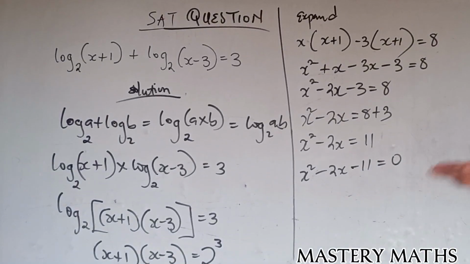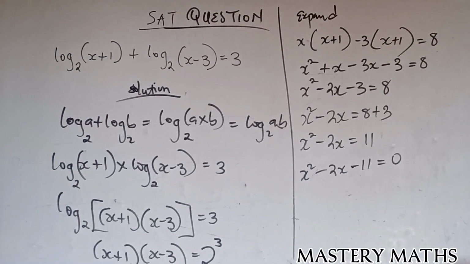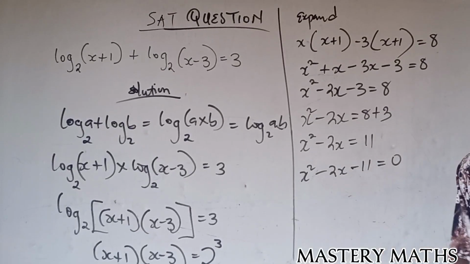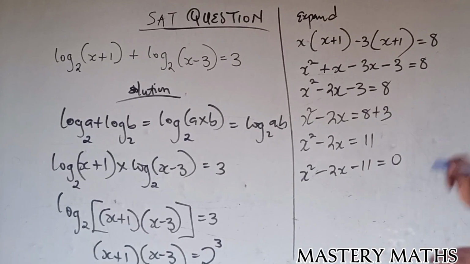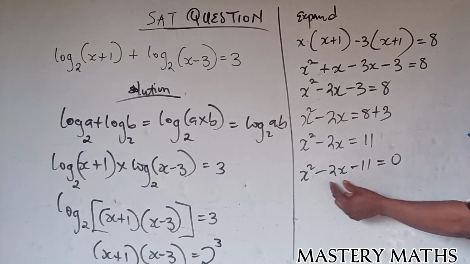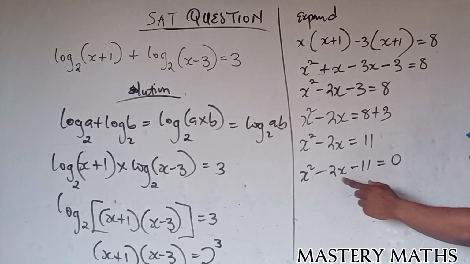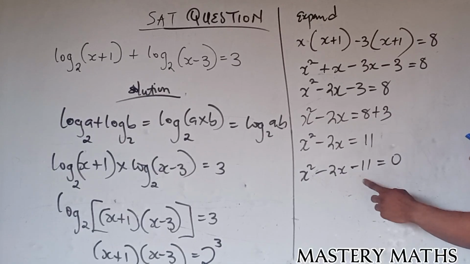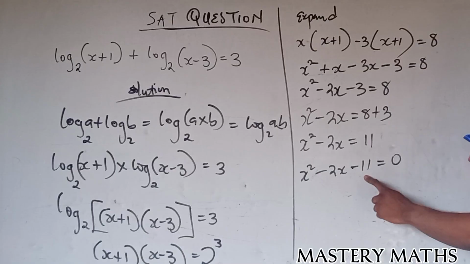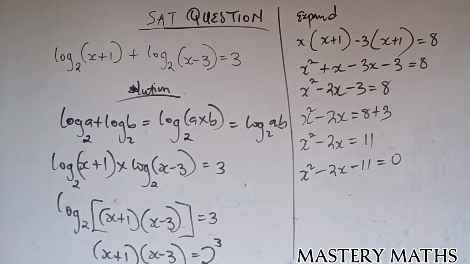Now let's factorize. This cannot be factorized using the normal method of factorization, because if you watch, you have to look for the factors of 11, and the factors of 11 will not give us these. So the only way in which this can be factorized is by using the factorization formula, or we call it the almighty formula.